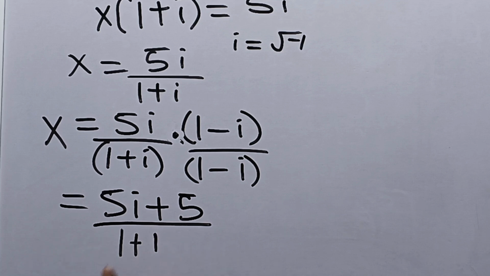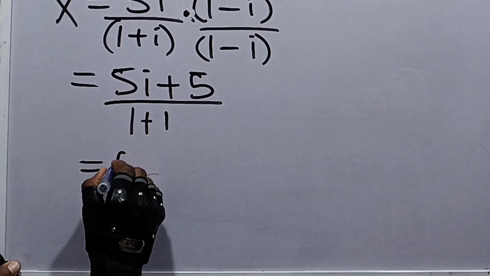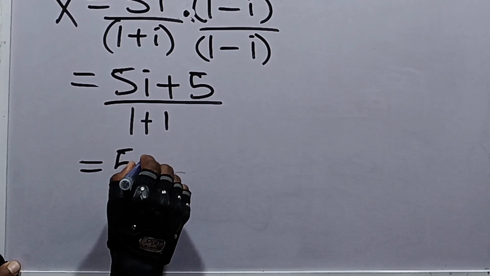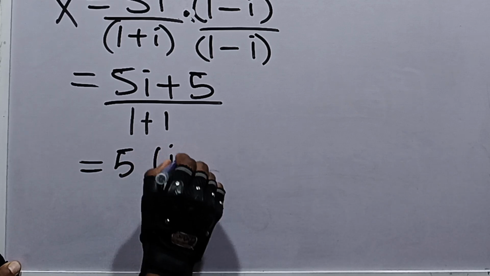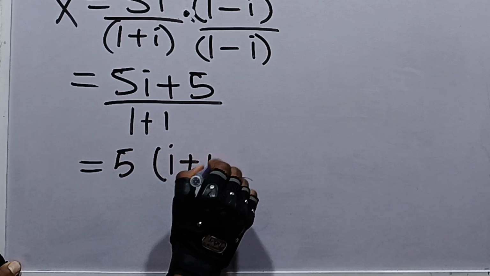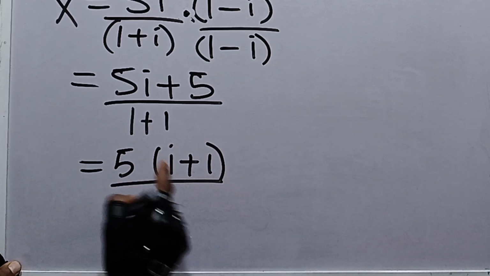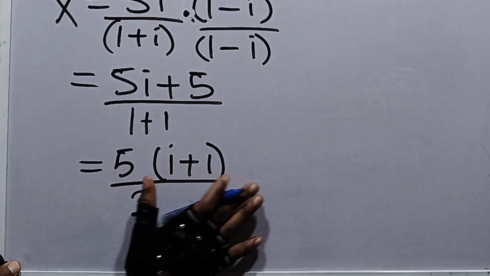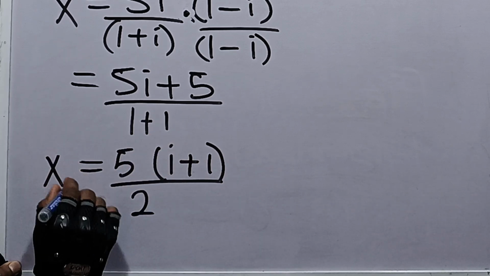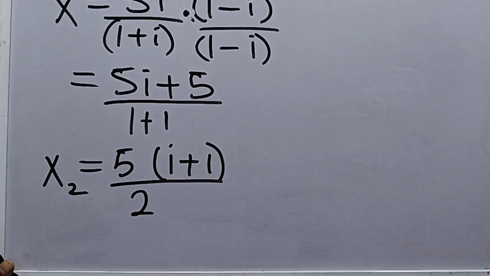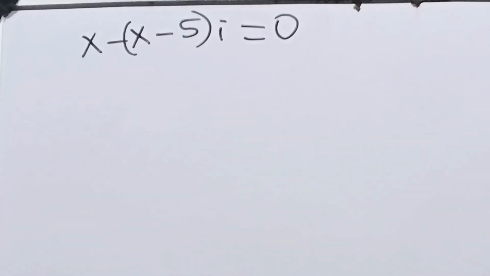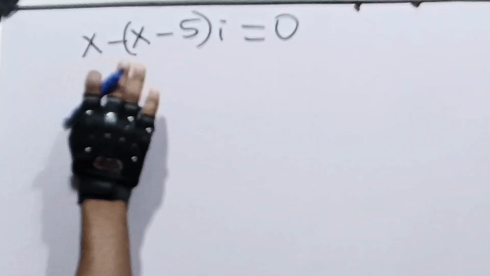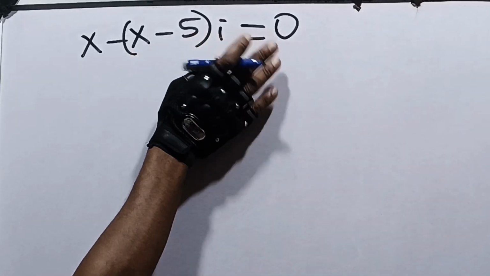So this becomes equal to, you can factor out 5 from the numerator. So we have what's remaining in the numerator to be what? i plus 1. And this will be divided by 1 plus 1, which is 2. Okay? So this is the answer for our x2. And that's why the third answer for x is in our third condition. Okay? For the third condition, we have x into x minus 5i equal to 0.